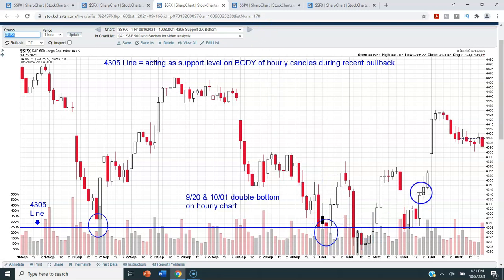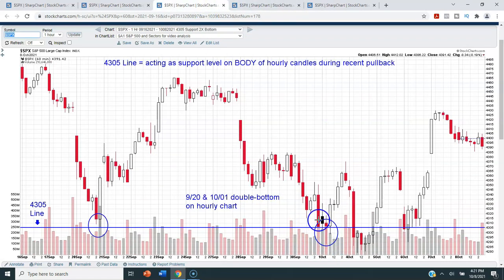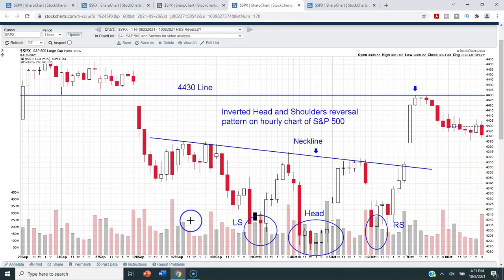But what that did, you can see, established a head and shoulders reversal pattern on the hourly charts, right? So you can see there, and there. But it's easier when you take a look at it this way, all right? So now we have a left shoulder, the LS, the head, and the right shoulder. And that is an inverted head and shoulders reversal pattern as seen on the hourly chart of the S&P 500.